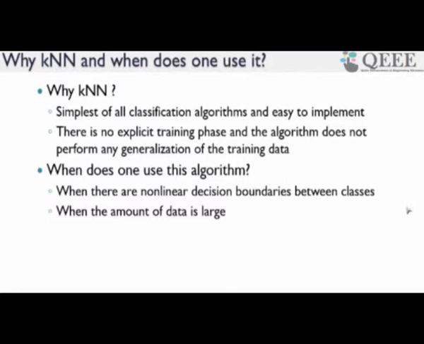So when does one use this algorithm? When there are nonlinear decision boundaries in classes, and when the amount of data is really large and you do not want to run very sophisticated optimization algorithms to do parameter estimation from this data. Since all the computation is reserved till the actual classification, it makes it possible for one to use this algorithm with a large amount of data.